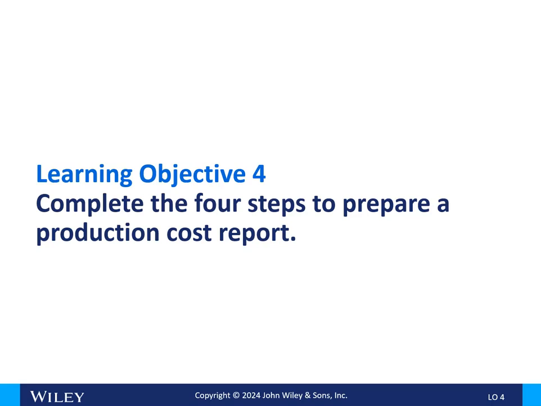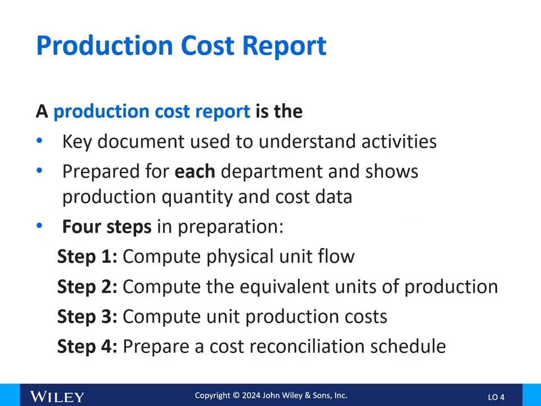Now we'll look at these steps to complete the production cost report. The production cost report is a key document to understand activities. It's prepared for each department and shows production quantity and cost data. So we're going to compute the physical unit flow, then compute the equivalent units of production, which we just learned about. Then we'll compute the unit production costs using those equivalent units, and then prepare a cost reconciliation schedule.